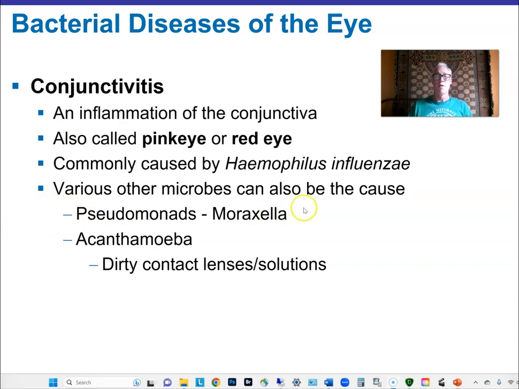Moraxella is another one that can cause conjunctivitis. Acanthamoeba, we talked about that already. Dirty contact lens solutions that weren't sterile, home prep solutions, bad idea. You can wind up with amoeba in the eye that can infect the cornea.